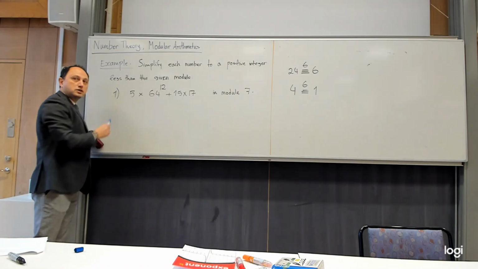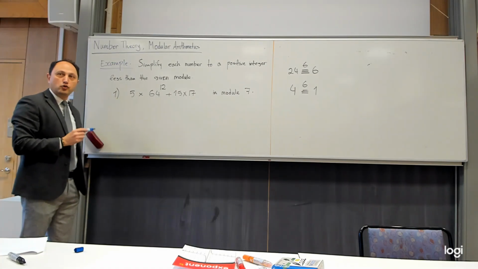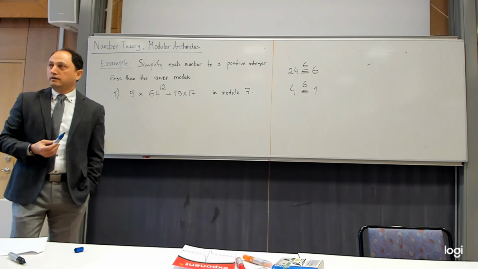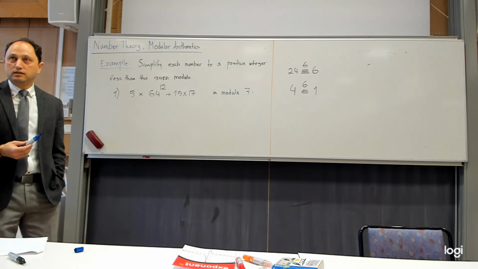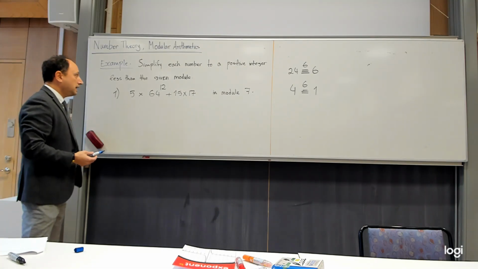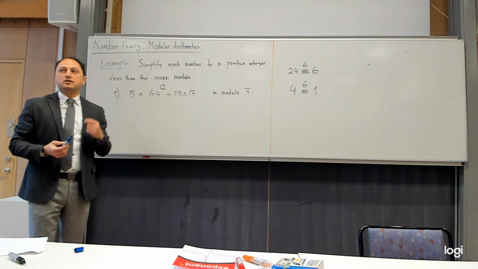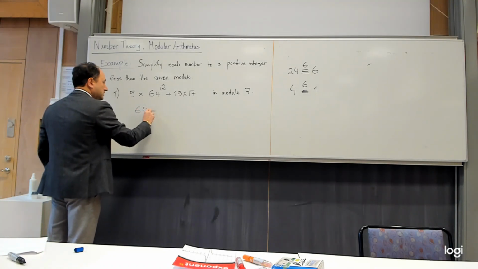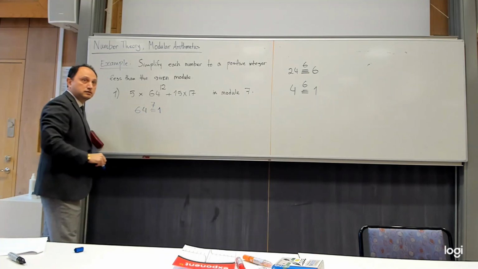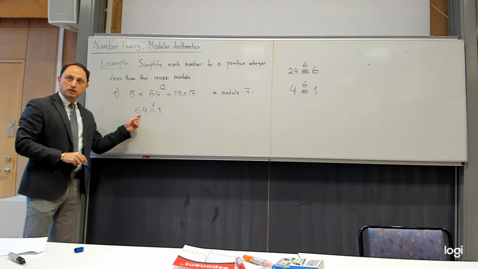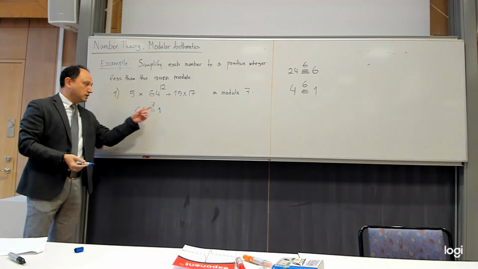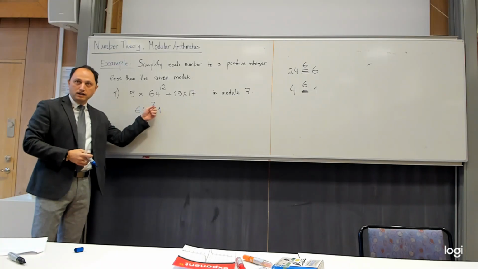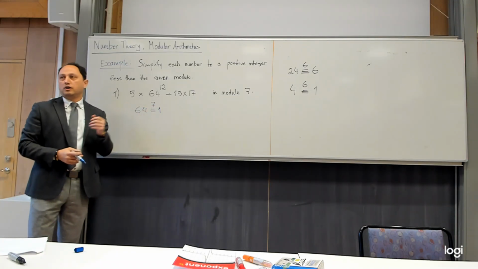Let me care about 64. But 64 for me is 1. This is the importance of this modular arithmetic. I can throw it away and put 1. Why? Because in module 7 there is no difference between 64 and 1. 64 is congruent to 1 modulo 7. Why? Because 64 minus 1 is 63 and 63 is divisible by 7. So as far as I care about module 7, there is no difference for me between 64 and 1.